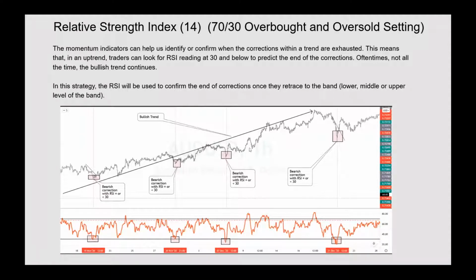Once price gets here, you buy. Once price gets here, you buy. And if at the same time this coincides with the touch of the moving average band, then it makes more sense, because this one is talking about when the correction has ended, when the RSI touches 30 or below, and where, when the correction touches the moving average band. And the two really need to happen together.